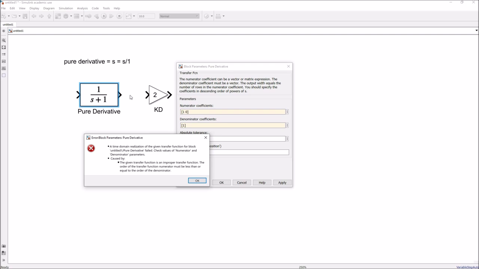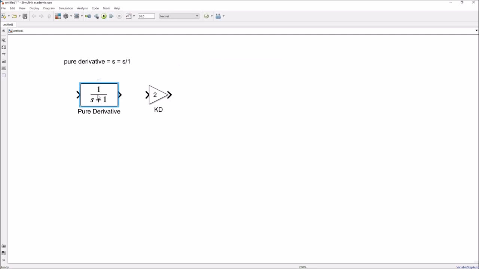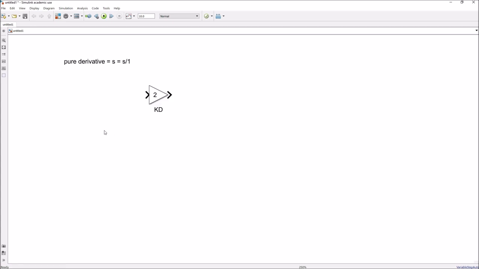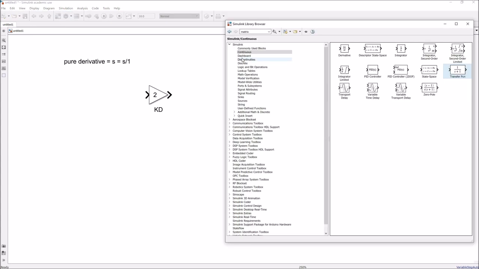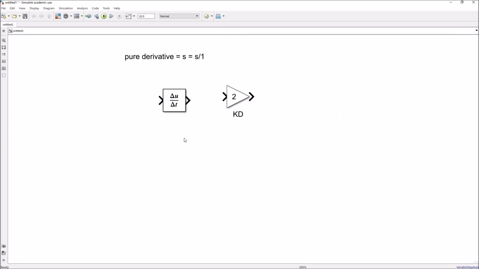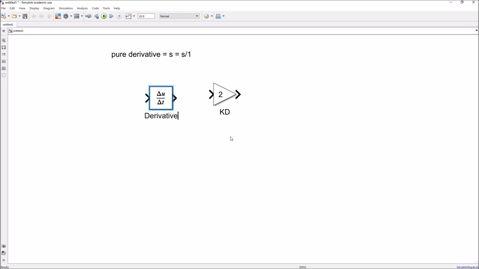All right, so coming back to this Simulink model we were dealing with earlier, let's first deal with this non-causal issue that we discussed earlier. We saw that this pure derivative is not going to work, so let's delete that pure derivative. Instead, we are going to pull out one of these numerical derivative blocks. Let me turn the block name on for this. Maybe we should call this a numerical derivative.